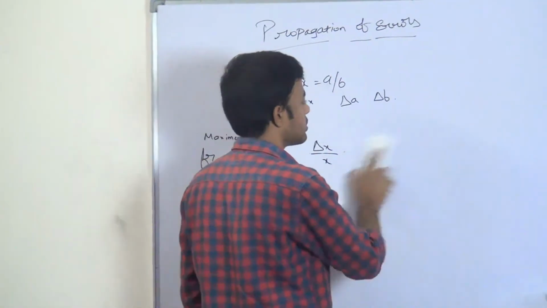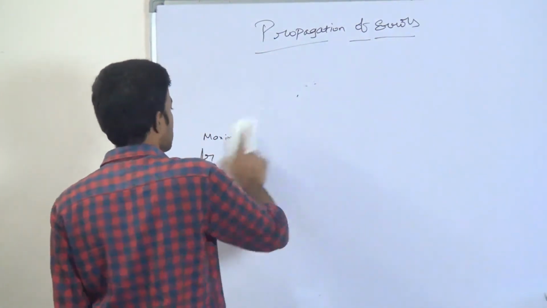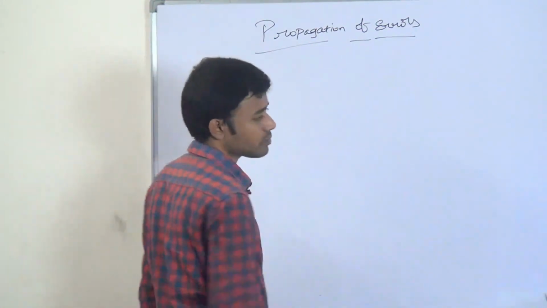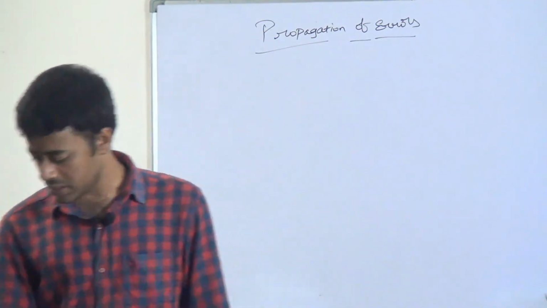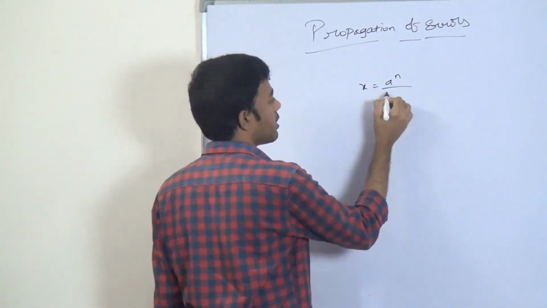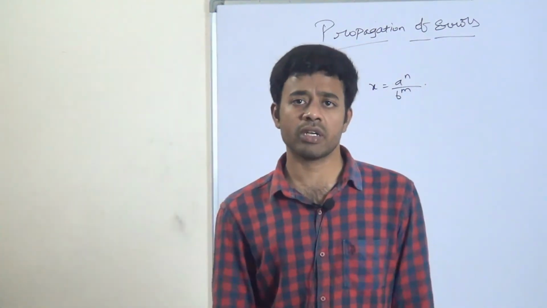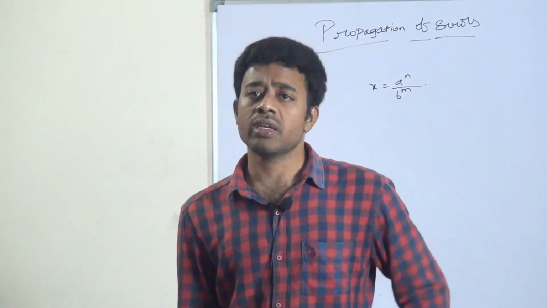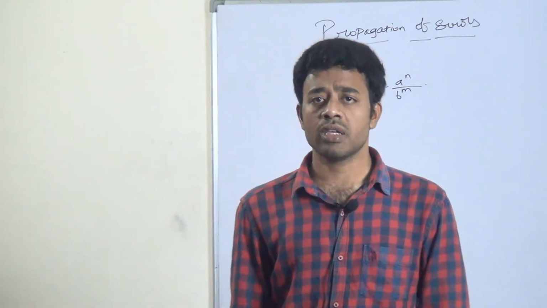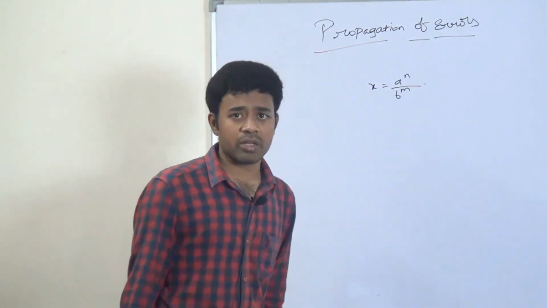Now let's see what happens if any physical quantity is indicated in terms of the powers of other physical quantities. For example, here we have the physical quantity x equal to a power n by b power m. So x is indicated in terms of a and b, but in powers of a and b.